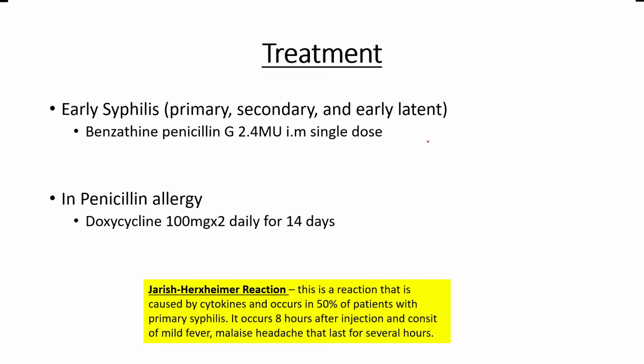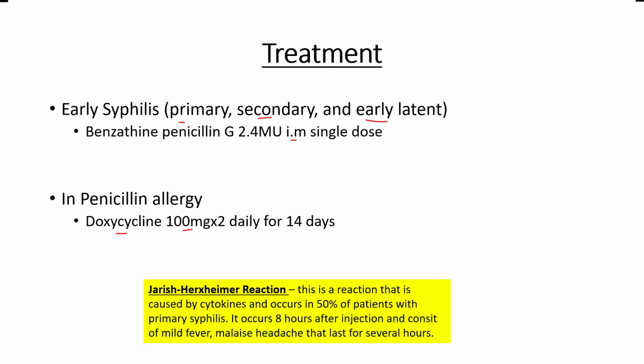Let's move on to the treatment. So the treatment of early syphilis, that is your primary, secondary, and early latent phases, is benzathine penicillin G 2.4 million units intramuscular single dose. However, if you are allergic to penicillin, which a large majority of the population they are, then you can use your doxycycline 100 milligrams twice daily for 14 days.